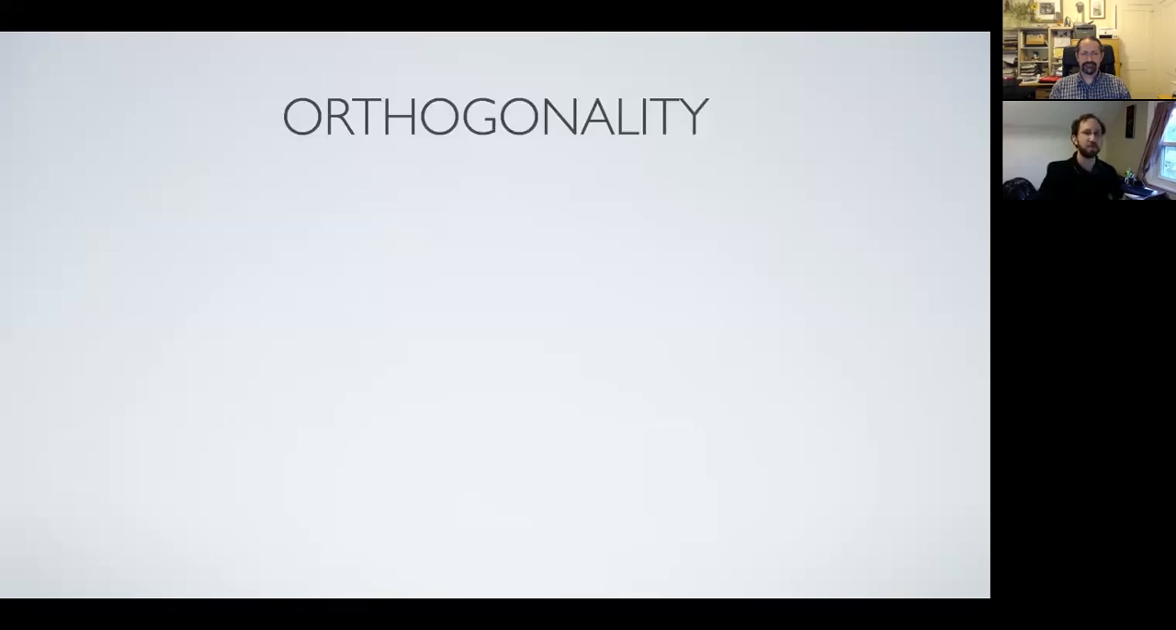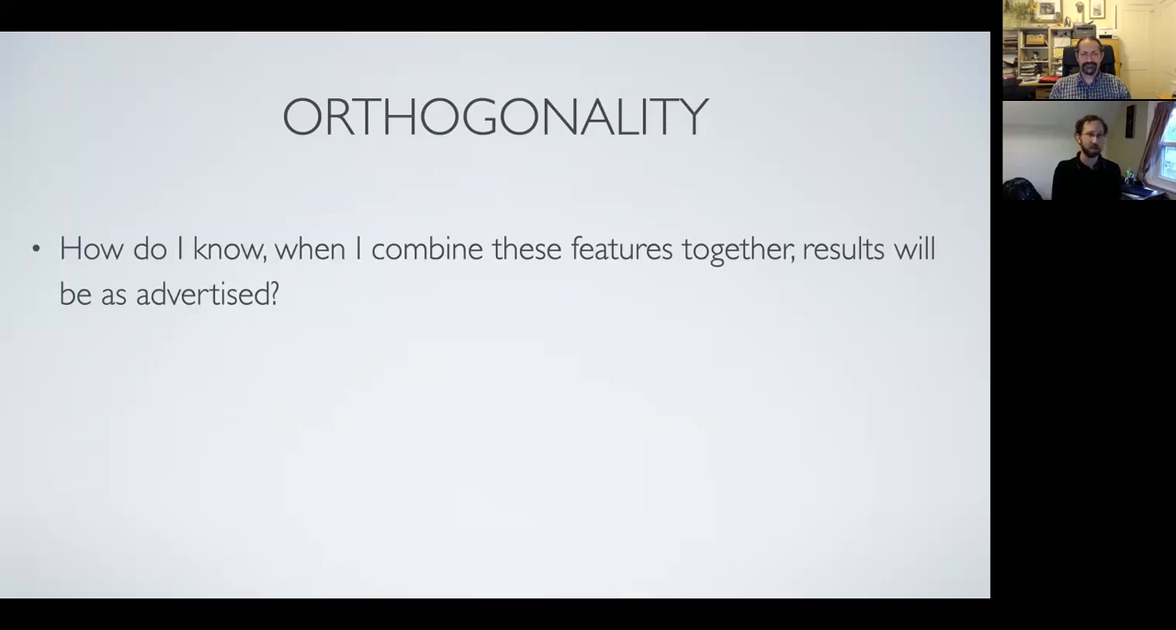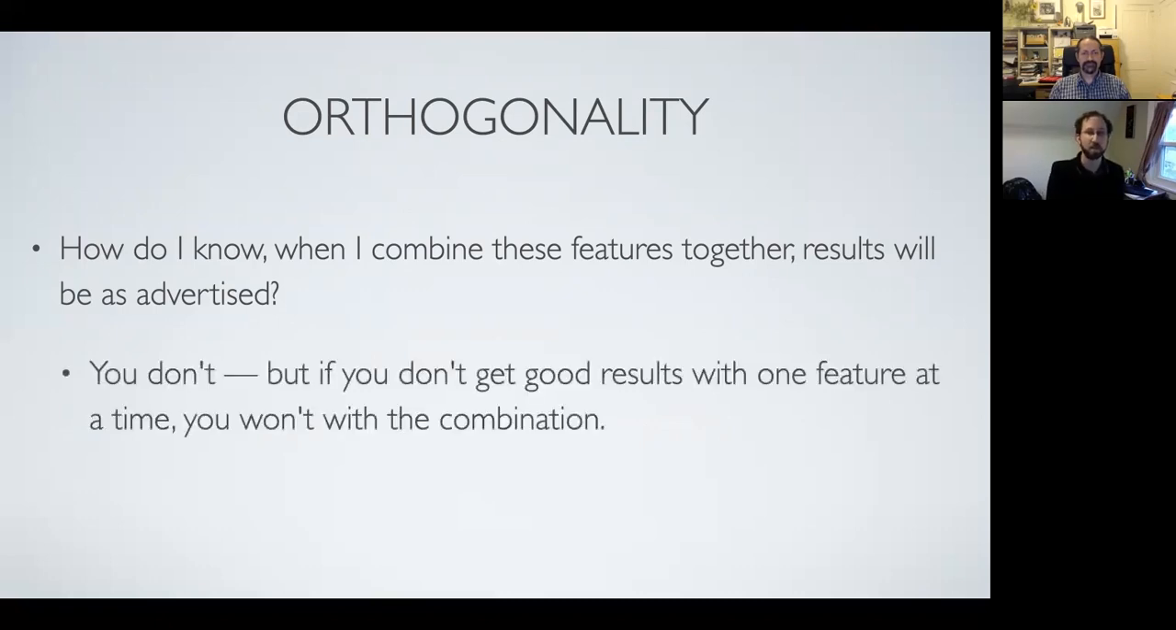Okay, now some kind of meta questions about this work. How do I know, when I did these studies of individual features, and now I'm going to combine those features together into a language, that the results will be as advertised? We're saying you should do these studies of individual features sometimes, and then how do I know that when I combine those features together, you're still going to get good results? And my answer is, well, you don't. But if you don't get good results with one feature at a time, you certainly won't with a combination, right?